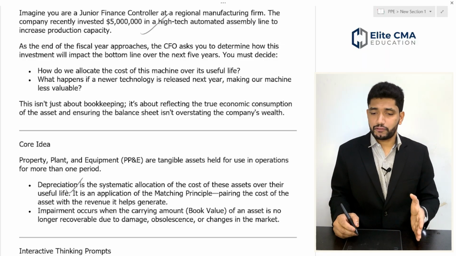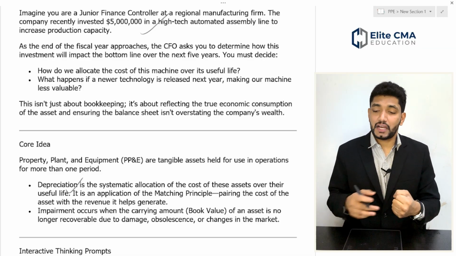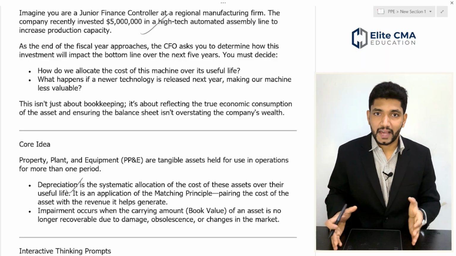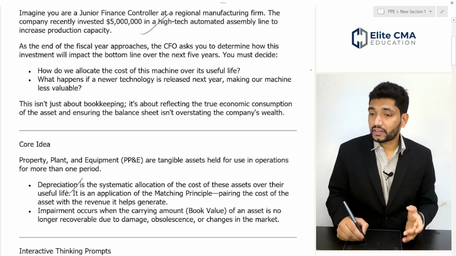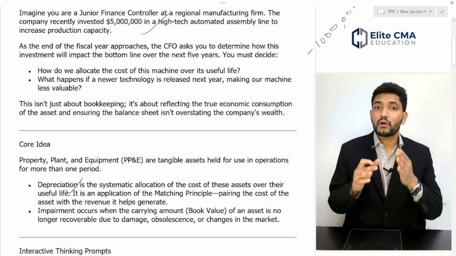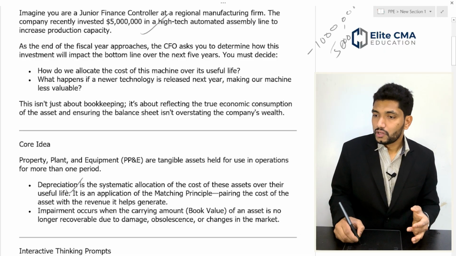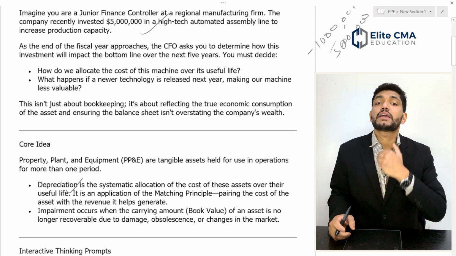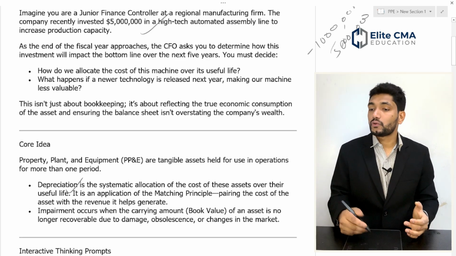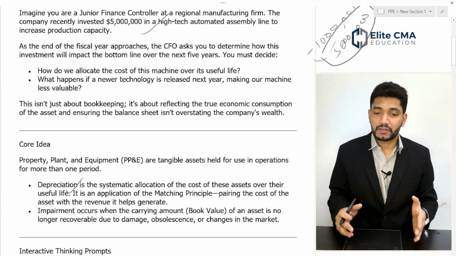Then the impairment of assets. What is impairment of an asset? If something happened and your machine lost its value, suppose you purchased a machine for 1 million, then new technology came and now your machine value dropped to 500,000. In this case, you have to impair your asset value to 500,000. This process is what we call impairment of asset.